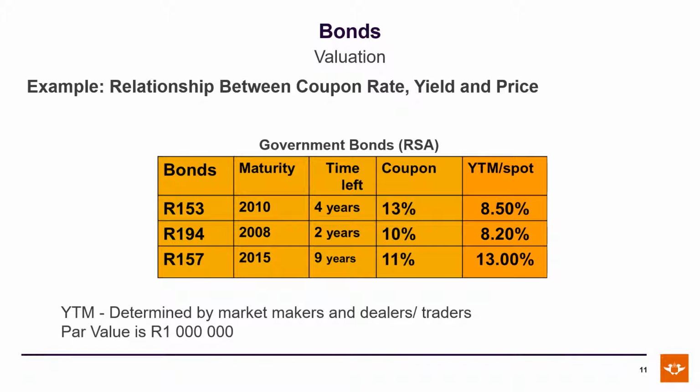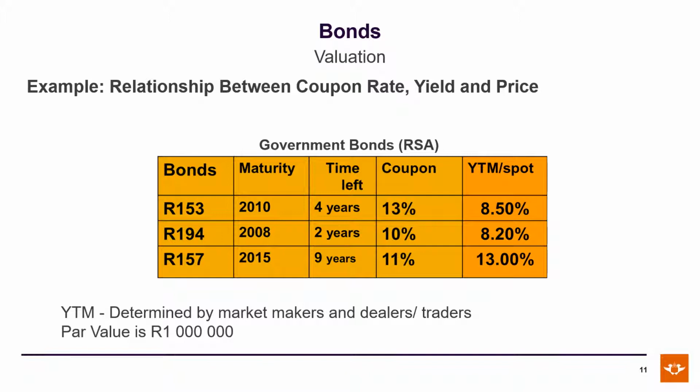a premium to R1,000,000. And the logic behind that is, if you are investing in a bond with a coupon of 13% at a time when interest rates are 8.5%, you are getting a higher interest rate in the bond than you could get if you bought a new bond. So for that benefit, you would need to pay more than the par value for the bond.